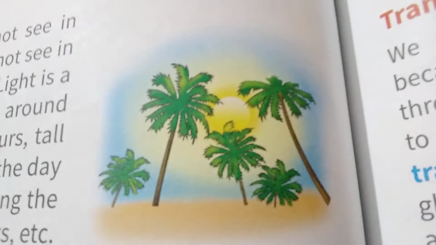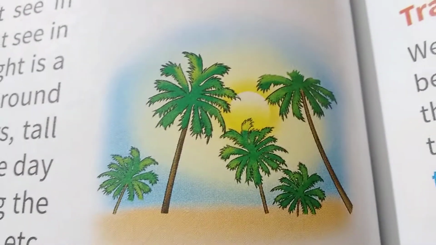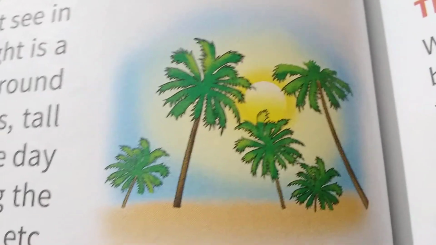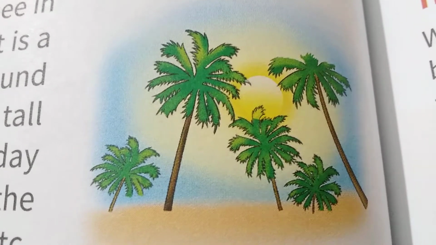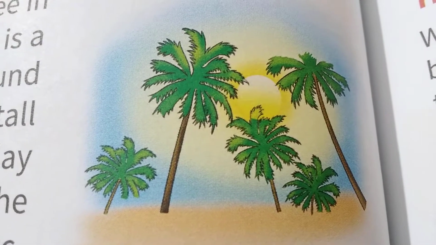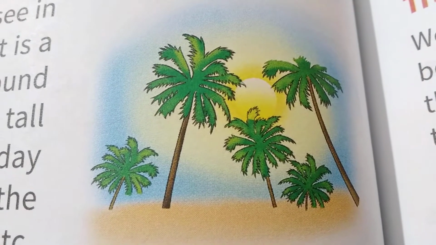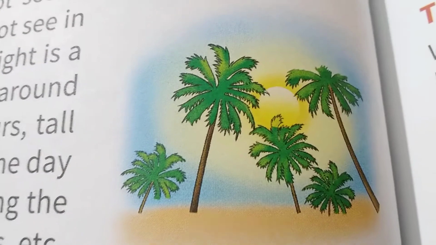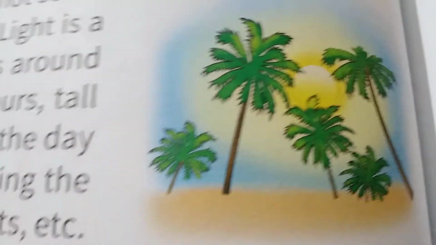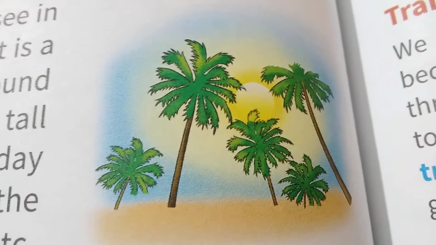You know that we can't see without light. So for that reason only, when it is dark, we can't see anything. Actually, light is a form of energy that helps us to see things around us. Light helps us to see the beautiful colors, tall buildings, trees, beautiful nature, all the things. During the day, we see things with the help of what? Yes, it is sunlight. And during the night, we have to use electric bulbs, tube lights, etc. to see things around us.